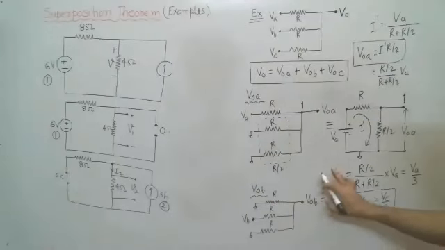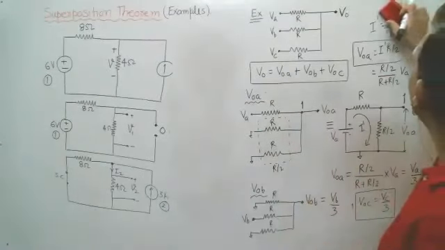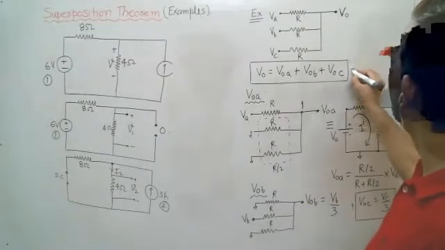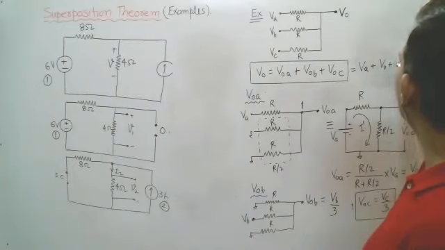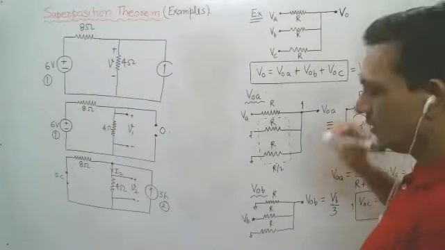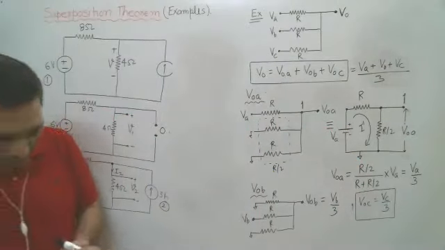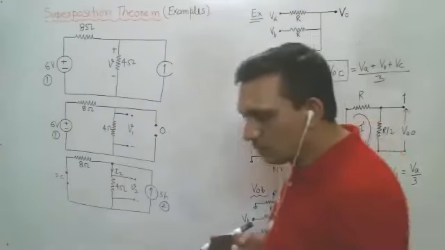So now you know V0A, V0B, V0C. According to superposition, the output will be VA plus VB plus VC by 3. This is the voltage according to superposition. I think now it is clear.